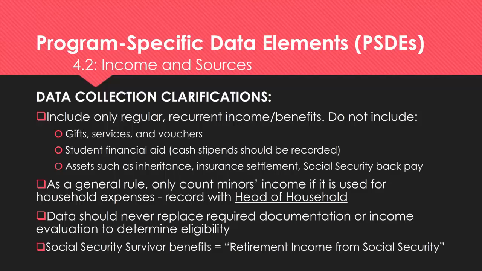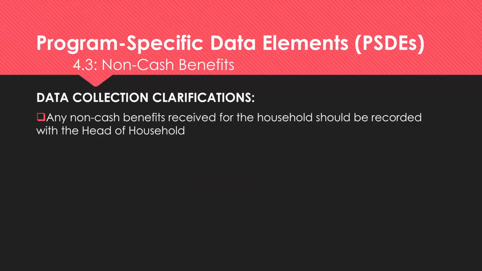Income is only counted if it is entered on the head of household, so as a general rule, only count a minor's income if it is used for household expenses, but record it on the head of household. If a minor's income is not used for the whole household, do not enter it. In addition, data should never replace required documentation or income evaluation to determine eligibility. And Social Security survivor benefits should be counted as retirement income from Social Security. Like income, non-cash benefits should be recorded with the head of household.